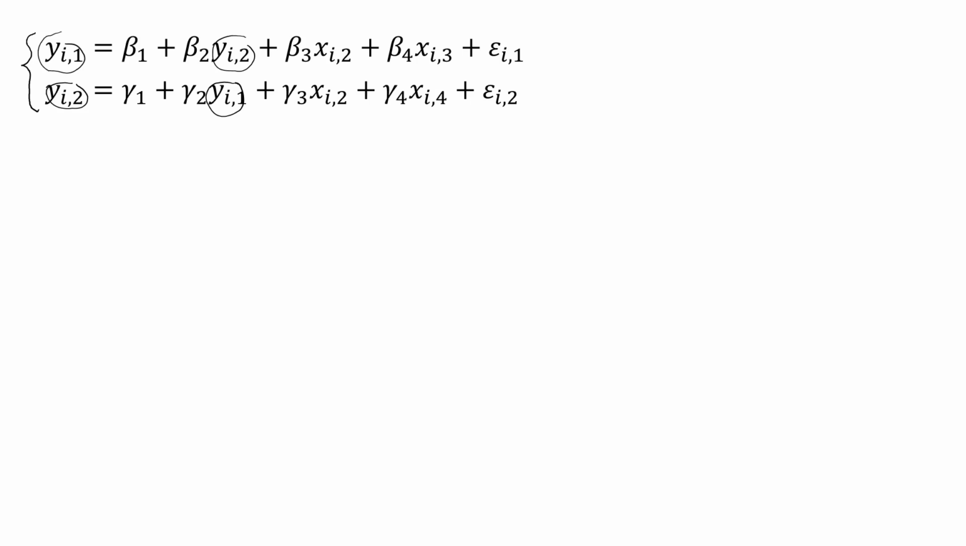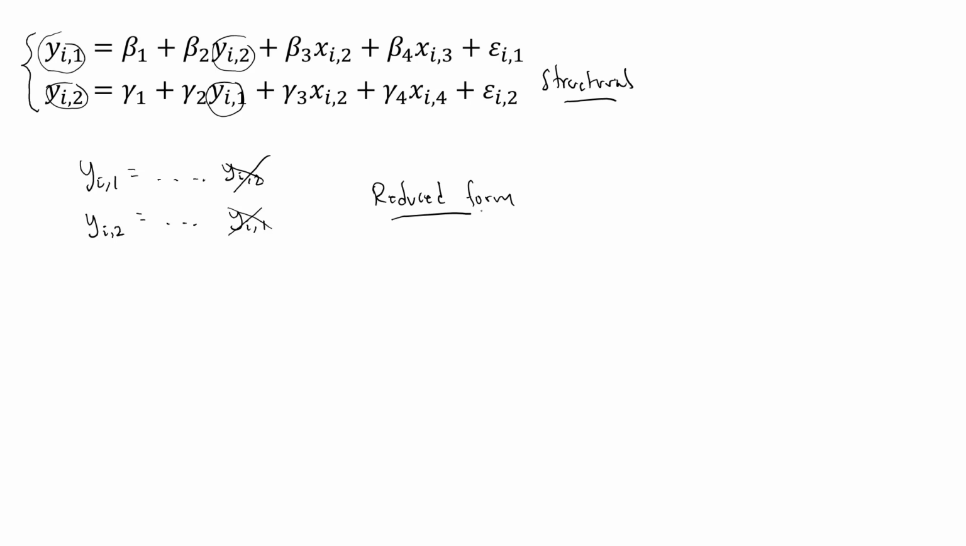So what I want to do now is to solve this system of equations so that I get yi1 equal to something and yi2 equal to something, and in the solution there are no 2's in the first equation and there are no 1's in the second. Then I have what's called the reduced form equation. Structural and reduced form.